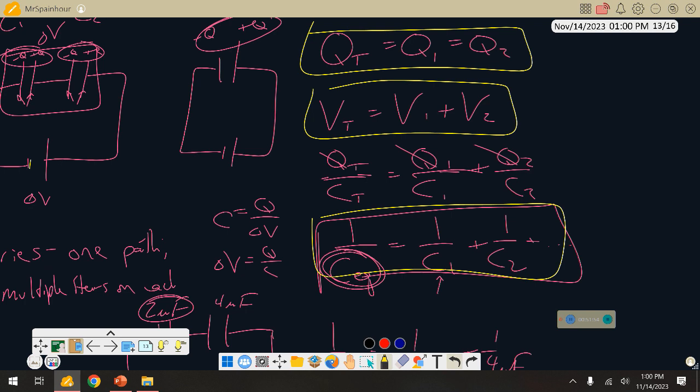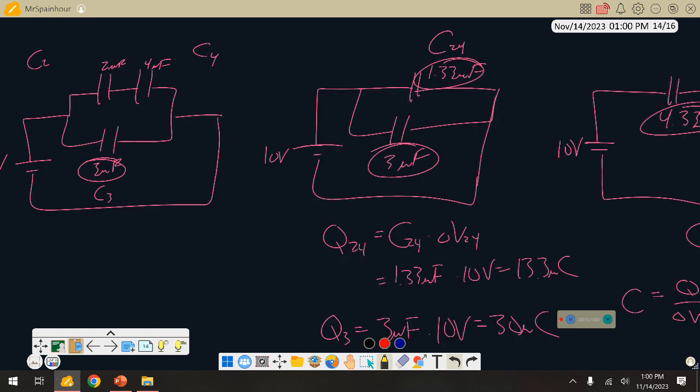No, voltage was the same in parallel. In series, what's the same? Charge. In other words, I know that on this one there is 13.3 microcoulombs. So I know here there is positive 13.3 microcoulombs, negative 13.3 microcoulombs, positive 13.3 microcoulombs, negative 13.3 microcoulombs.